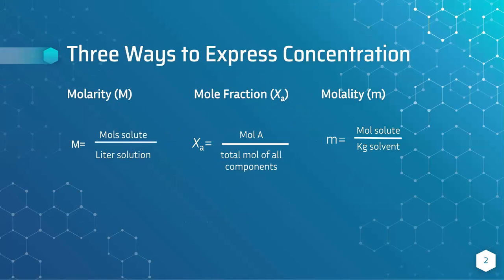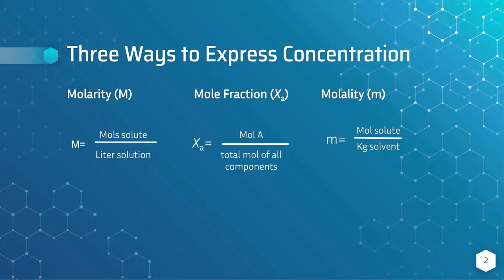So the first one that we see a lot is molarity, and it's expressed with this big M, and it's our moles of solute per liter of solution. This is very convenient when we're doing stoichiometry and doing calculations in the lab. However, our liters of solution is going to be temperature dependent, so we have to be careful with that.